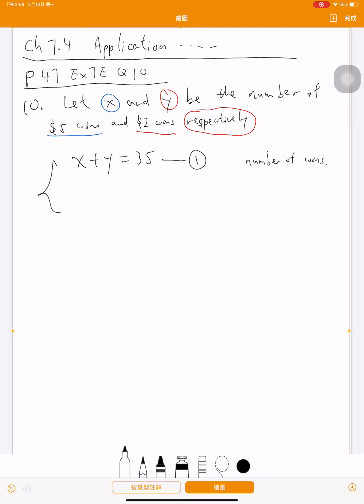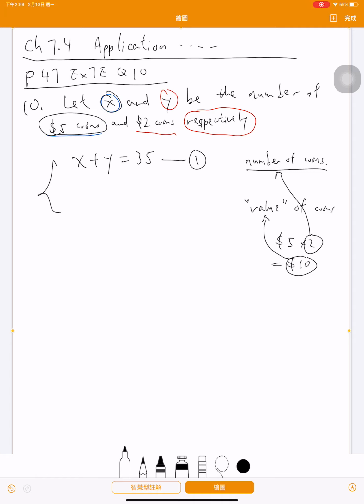The second dimension that we can consider is not the number, it's the value of the coins. Understand? If you have two $5 coins, it will become $10, right? That is the value, but you have only two as the number. So for the value of $5 coins, we have x $5 coins. That means the value is 5 times x. If you have 2, that's 5 times 2. If you have 3, 5 times 3. If you have x, just 5 times x.